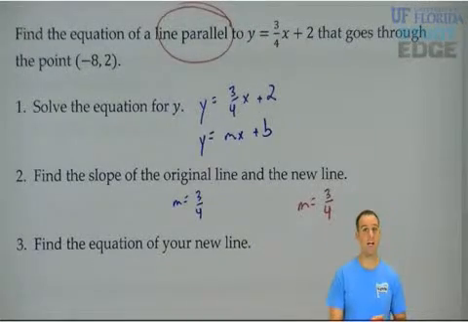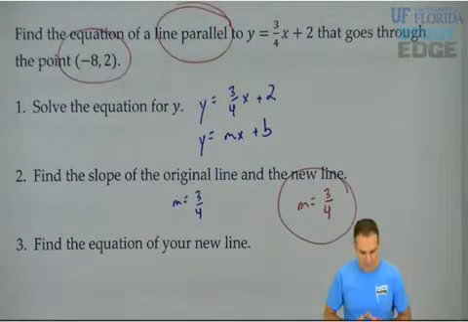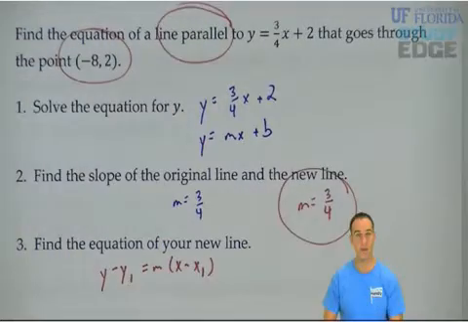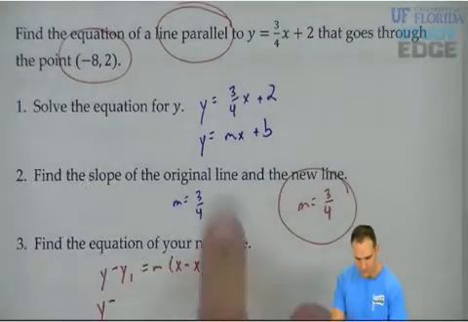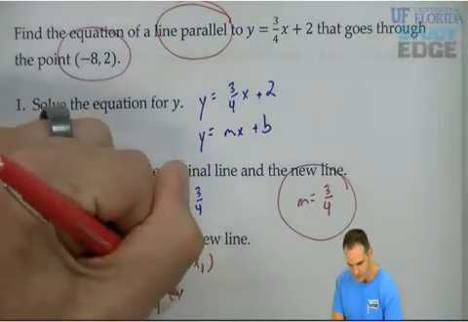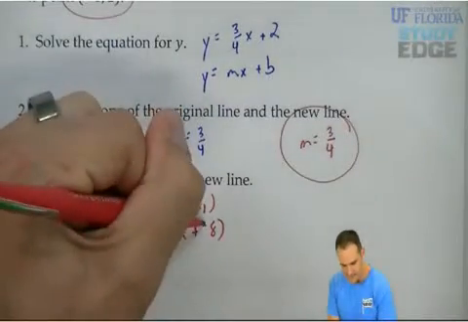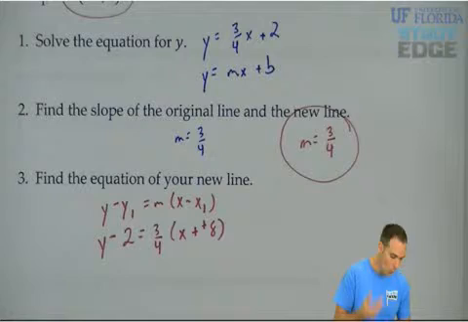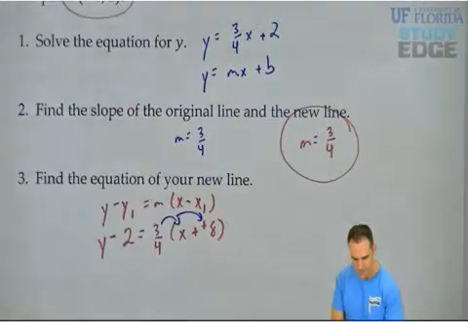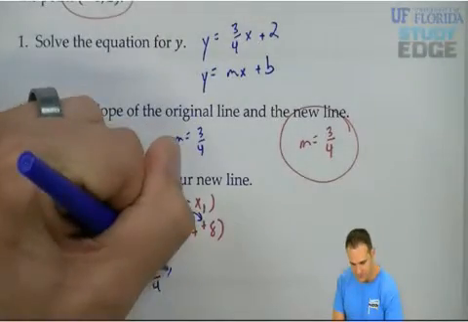To find the equation of your new line, you have the slope, you have the point the new line passes through. I'm going to use point-slope form. Y minus y1 equals m, x minus x1. Y minus my y-coordinate 2 equals m 3/4 x minus negative 8. Minus a negative is positive, and if they want the answer in y equals mx plus b, slope-intercept form, well, we're going to distribute 3/4. Y minus 2 equals 3/4 times x is 3/4 x. 3/4 times 8.